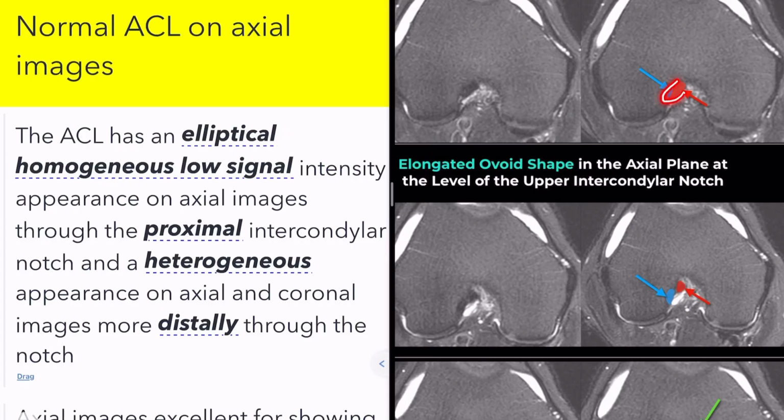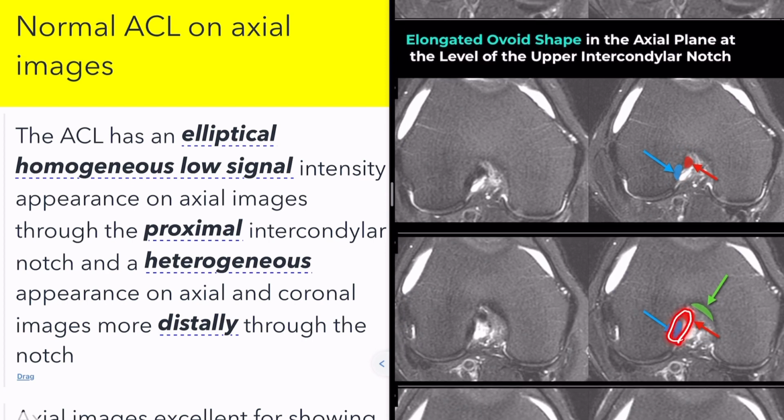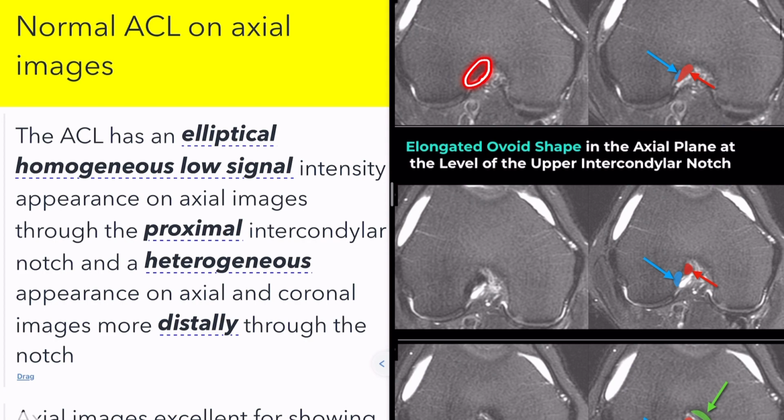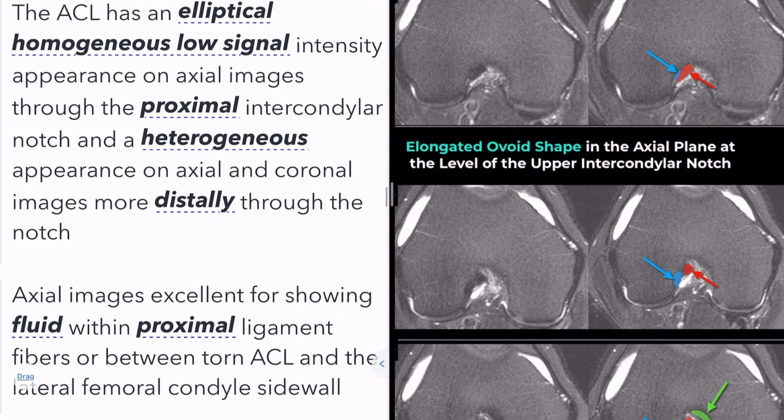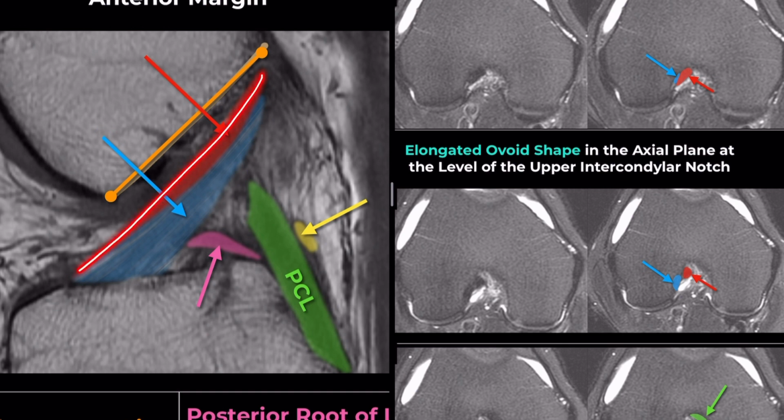The proximal ACL appears as an elliptical structure with homogeneous low signal intensity on axial images. This uniform appearance is indicative of the ligament's intact condition. The anteromedial bundle fibers originate from the anterior and proximal aspect of the femoral insertion, while the posterolateral bundle fibers originate from the posterolateral aspect. Therefore, the proximal anteromedial and distal posterolateral bundles are visible on the coronal image.